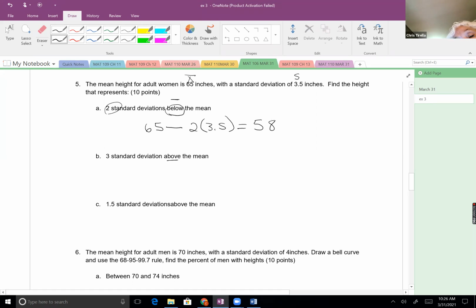Next, when I see the word above, it tells me to add. So if I want 3 standard deviations above the mean, I'm going to take my mean and add 3 times the standard deviation. And so that's going to give me 75.5.